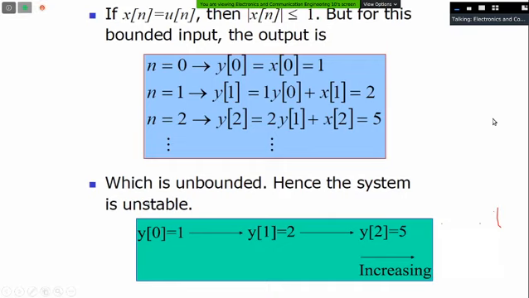All right. So therefore, I can say that this is all by intuition. Intuition means I tested the system for x[n] equal to u[n]. The only thing I want to show is that for a stable system, the input has to be bounded, and the output has to be bounded also for all possible existing conditions. But this is not happening here. So therefore, I can say this is unbounded. All right. Okay, sir.